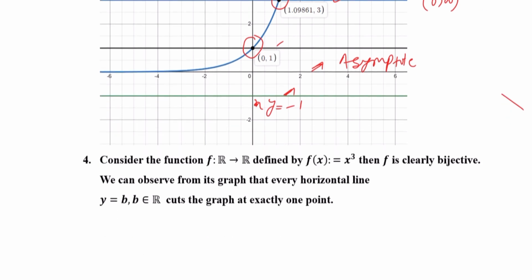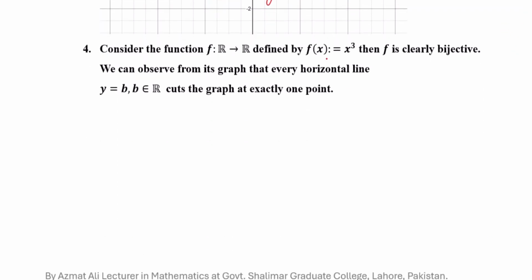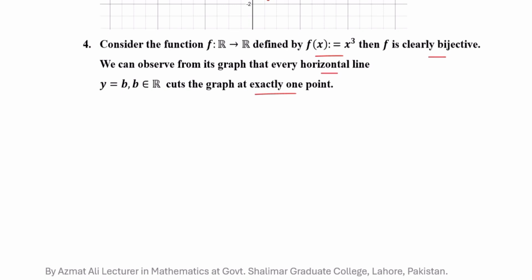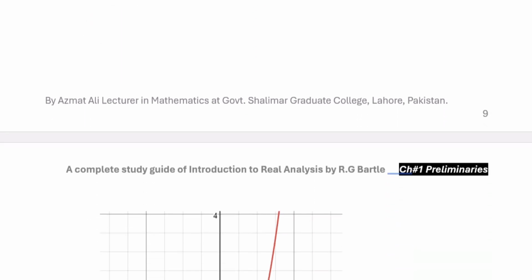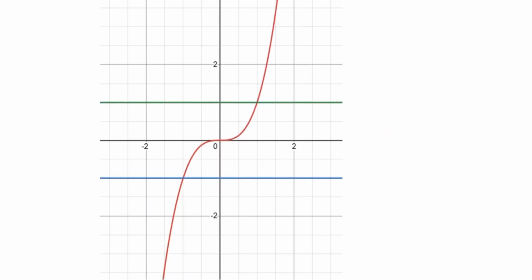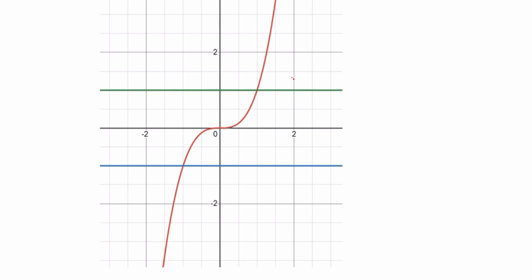The last one, consider the function f of x is equal to x cube. This is clearly a bijective function. We can observe that from its graph, that every horizontal line cuts the graph exactly at 1 point. This green line cuts the graph at this point, exactly at 1 point.